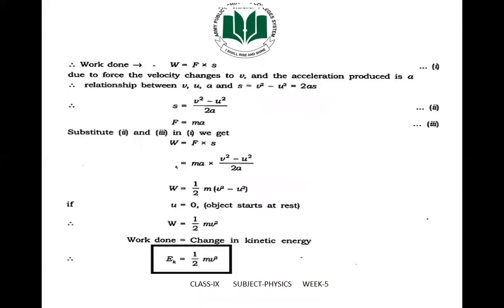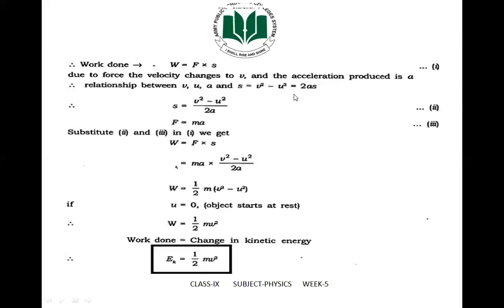Now we will derive and prove the formula of kinetic energy. You have to see in this slide, work done. You know that the formula of work done is W = Fs. F is the force, s is the displacement. Due to the force, the velocity changes to Vf and the acceleration is a. The relationship between v, u, a and s is 2as = v square minus u square. This is the third equation of motion.